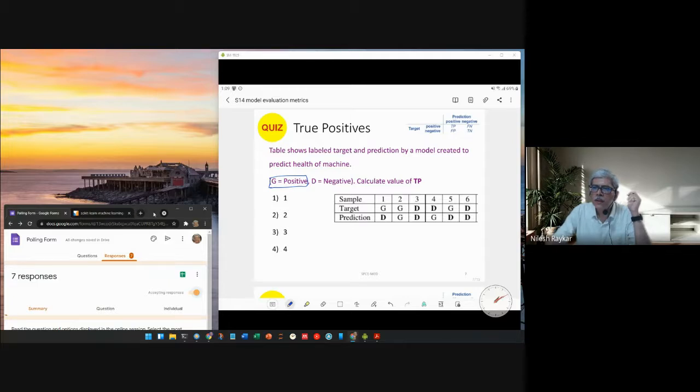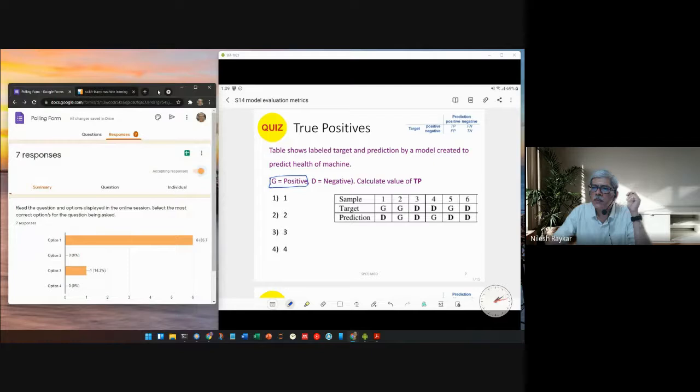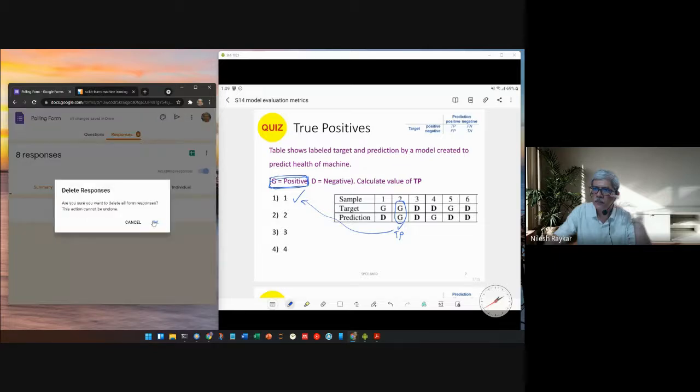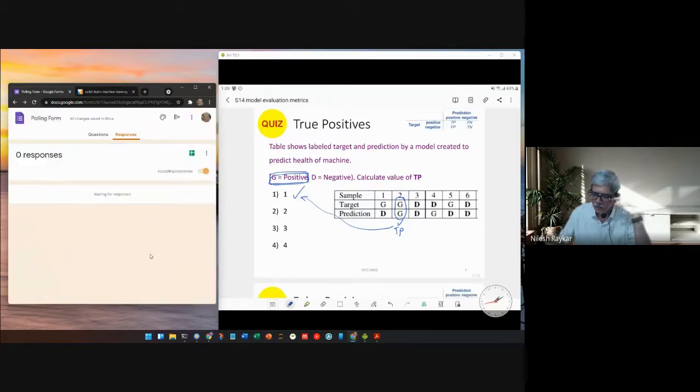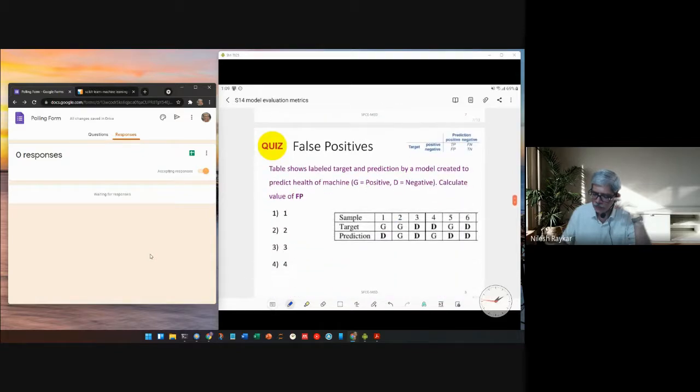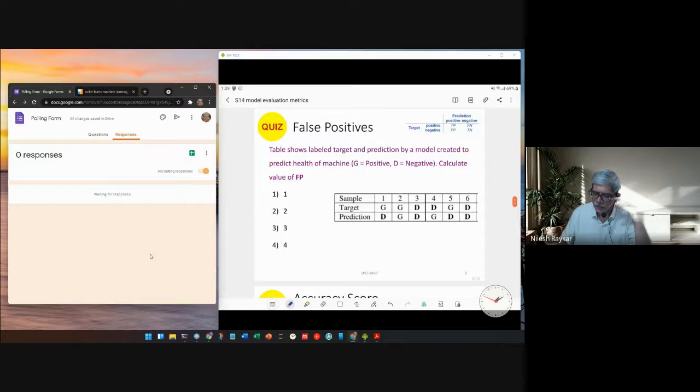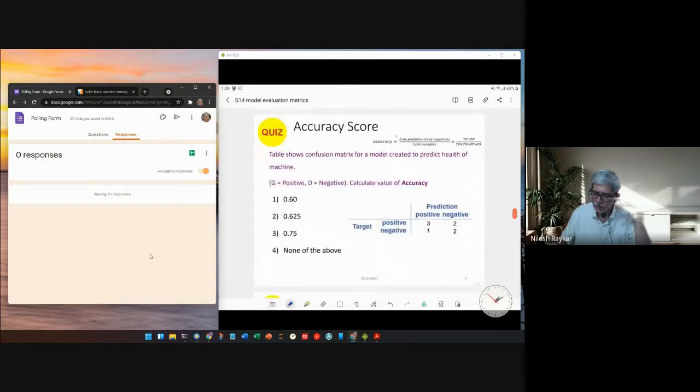Okay, so let's look at the answers. One is the correct answer. We are trying to predict how many times G is predicted correctly. There is only one situation where G and G is matching. There is no other case there. So this is the true positive. Okay, now this is just a repeat of this concept. I think I will skip this. Let's go to accuracy score.